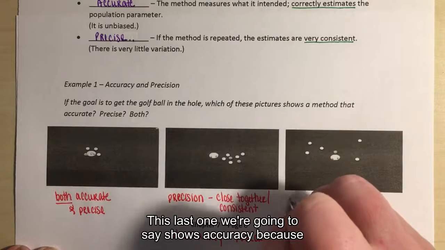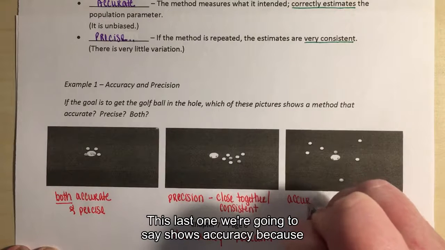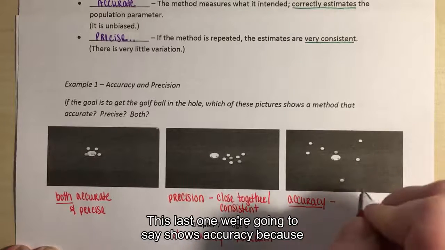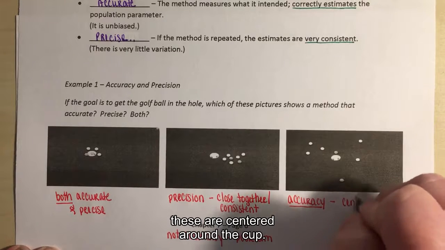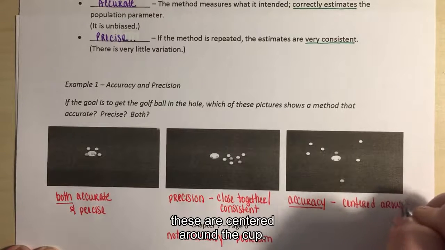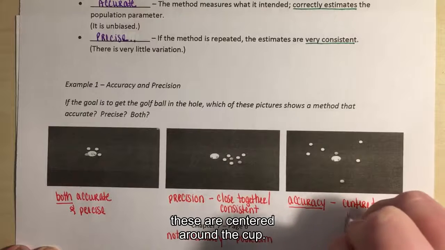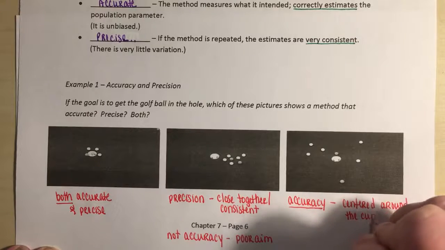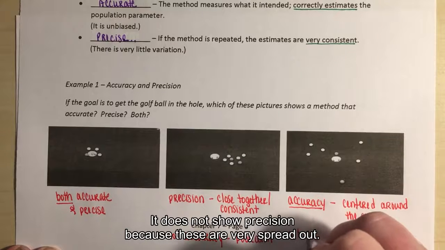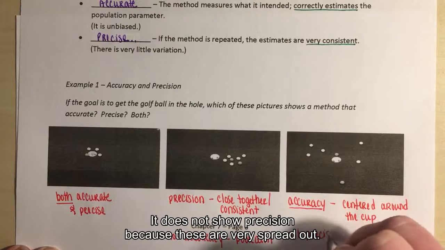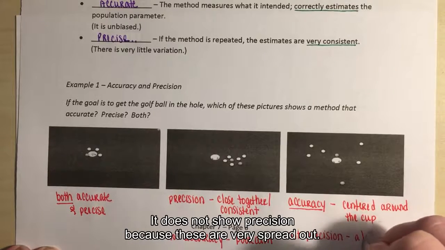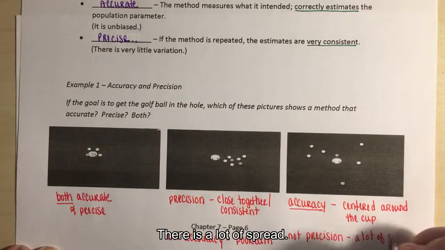So this last one we're going to say shows accuracy because these are centered around the cup, but it does not show precision because these are very spread out. There's a lot of spread.